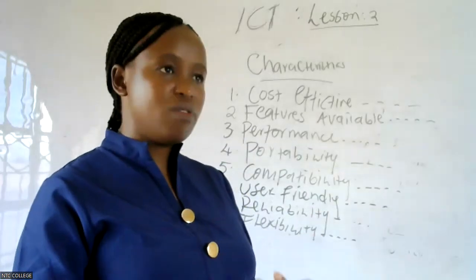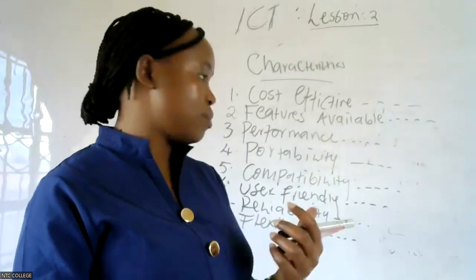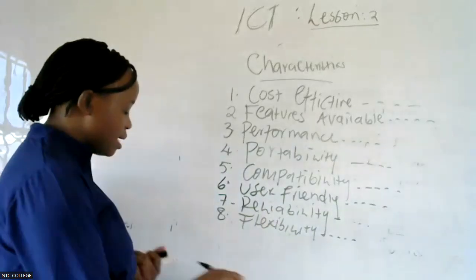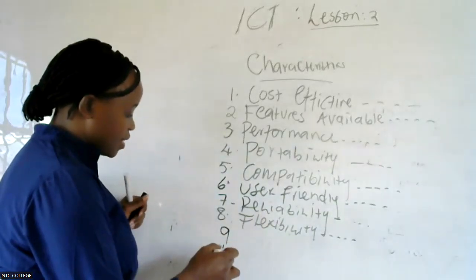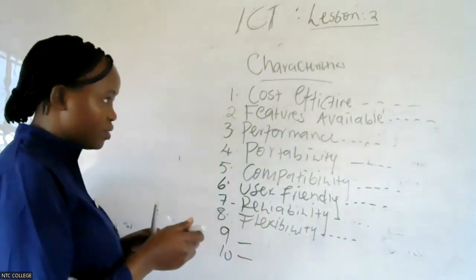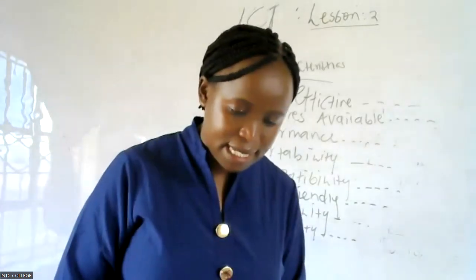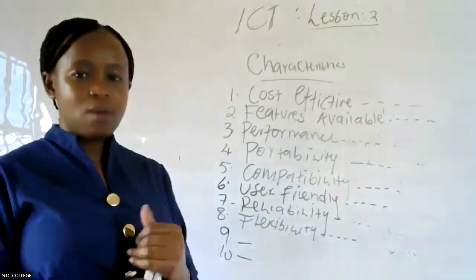In terms of flexibility, how many points do we have? We have around 8 points. Let's add 9 and 10 at our own free time. You can add 2 at least to accompany mwalimu.